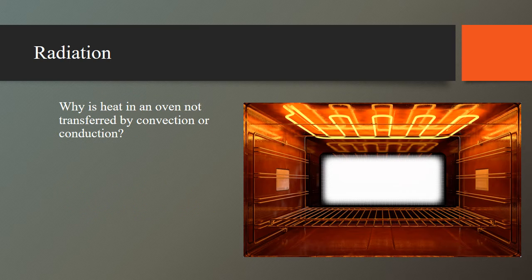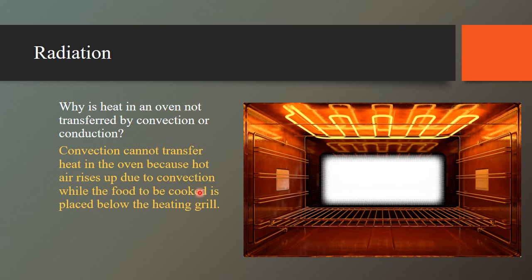We shall now apply our concepts to find the answer to this question: why is heat in an oven not transferred by either convection or conduction? Convection happens through air or liquid. Obviously the air is present inside this oven, but hot air rises up and the thing that is to be cooked will be placed down. Therefore, convection is not the answer as to how heat is transferred to the food that is to be cooked.